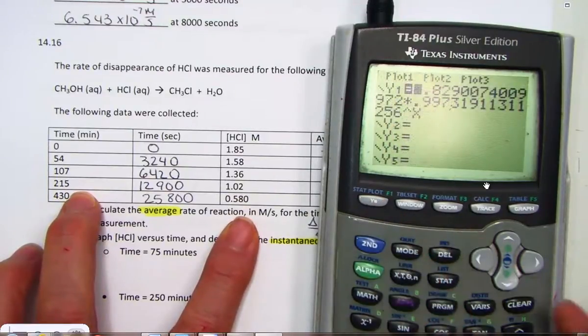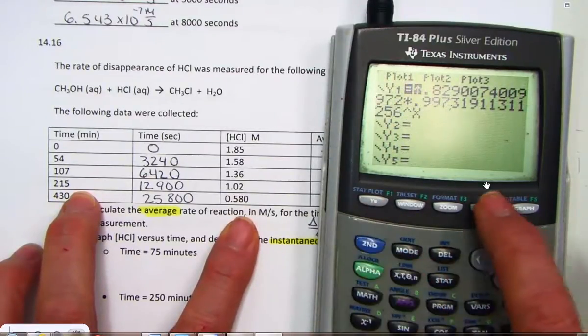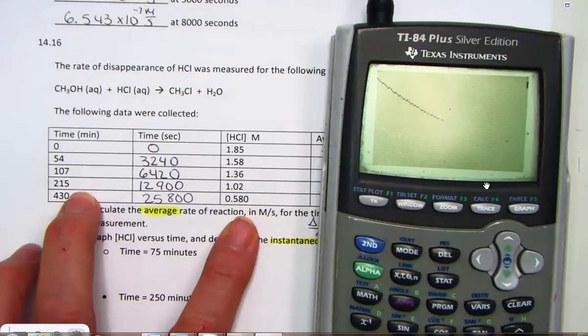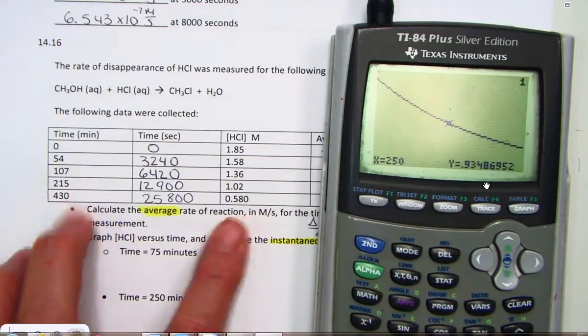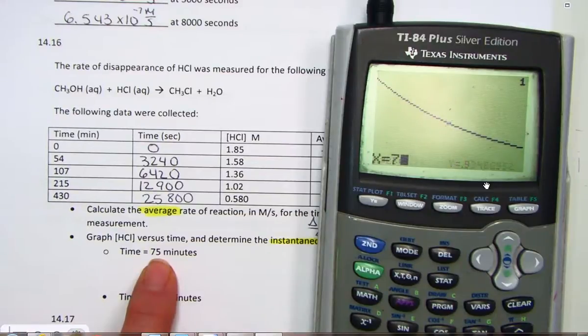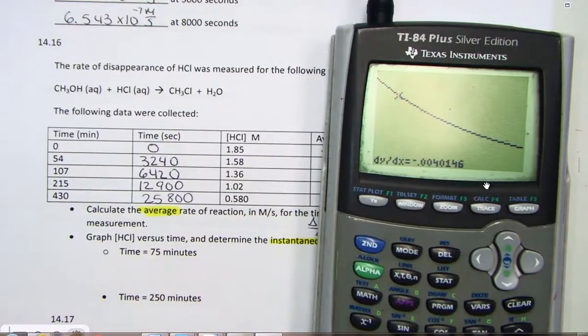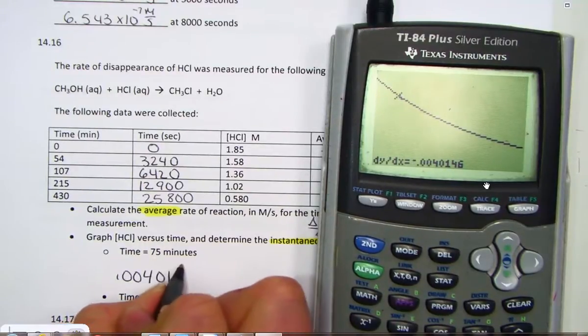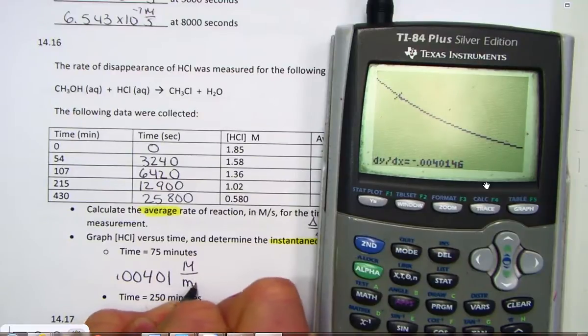Now we've got our Y equal in there. Let's hit second function, trace is the calc. We want the derivative, choice 6. And you'll see a graph. Give it a moment to think. And the derivative for time 75 comes out to be 0.00401. And that's a molarity per minute.